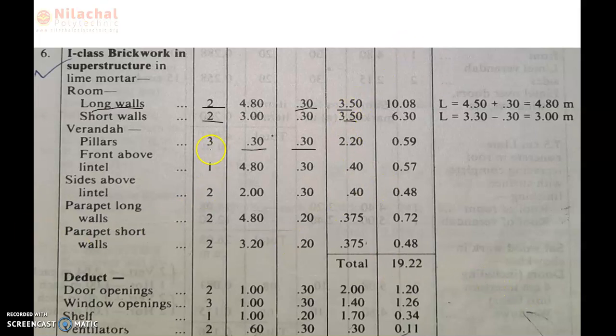So the total quantity of pillar is 3 into 0.30 into 0.30 into 2.20, which is equal to 0.59 meter cube. Okay, so today's time is over. The remaining part we will discuss in the next class.